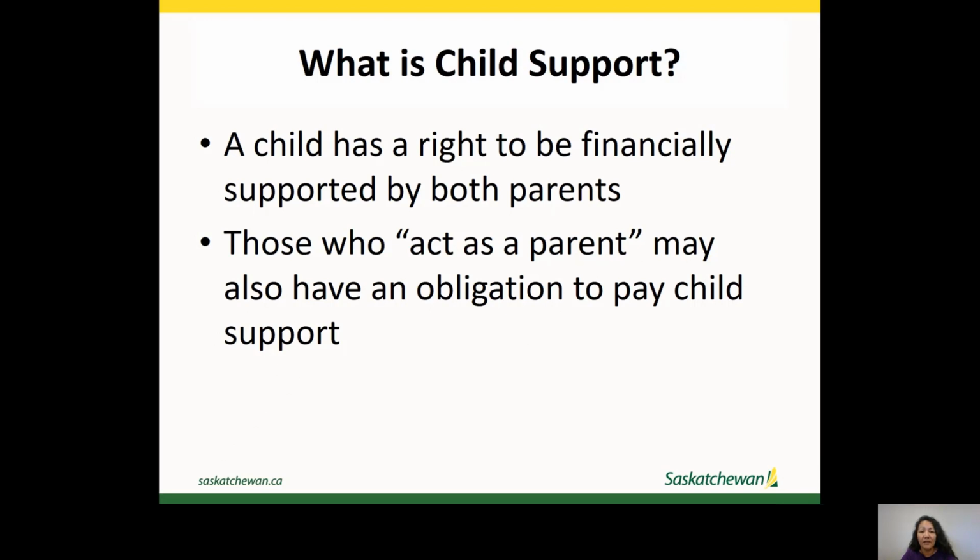In most situations, the parent who does not live with the child most of the time pays support to the parent who lives with the child. This could be any parent. Those who act as a parent may also have an obligation to pay child support. This could be a step-parent who has been acting in the place of a parent, for example.